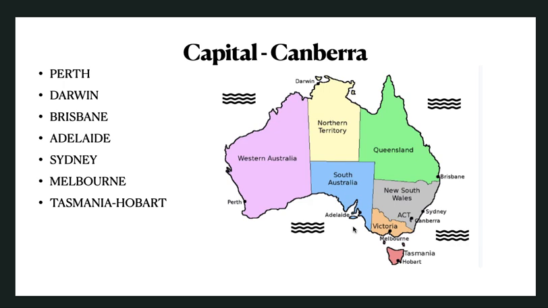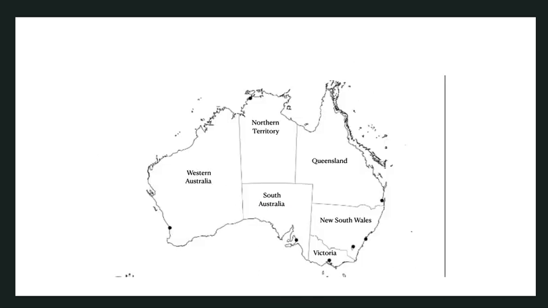Just start making layers in your understanding, one after the other. We'll come back again and then we'll start studying about Tasmania and the other water bodies also. So just recall now, this is Western Australia, Northern Territory, Queensland, South Australia, New South Wales, and Victoria. And this is the first layer we have made.